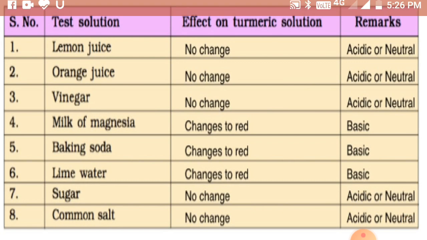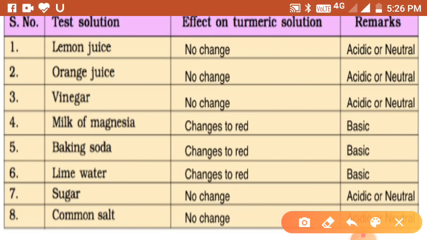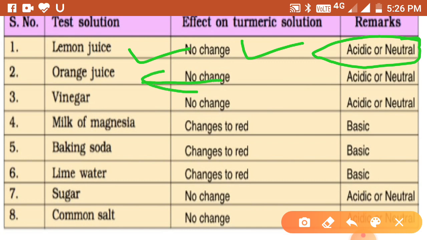Here are given some examples, like lemon juice. When we add turmeric solution into the lemon juice, there will be no change, which means it may be acidic or it may be neutral. Same with orange juice: when we use turmeric solution in orange juice, there is no change, which means they are acidic or neutral.